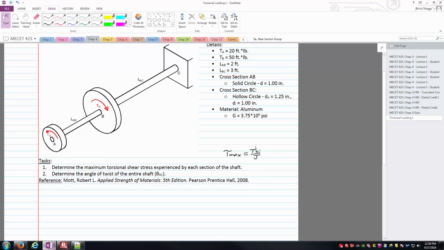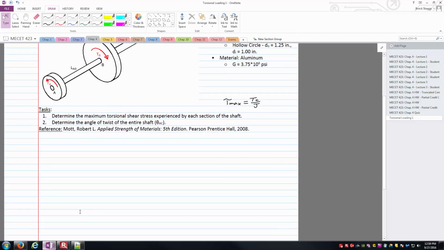What do we have as far as variables? We've got the torque. The C value is essentially the outer radius of a circular cross-section, and J is a cross-section property called the polar moment of inertia. For a solid circular cross-section, it's pi over 32 d to the fourth. That's the background and theory for the fundamental equation we'll be using. One of the problems, though, is I need to find the torque in section AB and the torque in section BC. That'll be our first task, to determine those values.